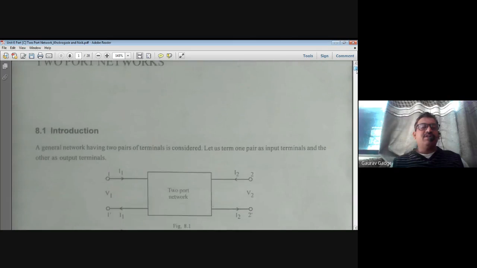In the syllabus of third sem electrical network analysis, there are three parameters to understand under two-port network. First is impedance parameter, second admittance parameter, and third is ABCD parameters. So let us start with the introduction to this two-port network.